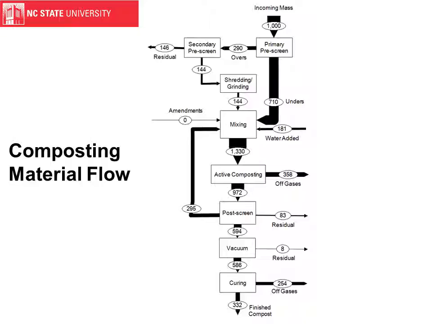Then from mixing we go to the active composting, which I believe these results are for a windrow. We can see headed off to the right there from active composting is off gases. That's a pretty significant loss of mass there. From that we head down to post screening. There's a certain amount that's recycled back into the mixing, to the front end of the composting, and there's a certain residual as well. A vacuum pulls off some other light residuals, and ultimately goes to a curing stage where there's further off-gassing, and finally at the bottom we have a finished compost, and in this scenario we ended up with about 330 kilograms out of the initial 1,000.